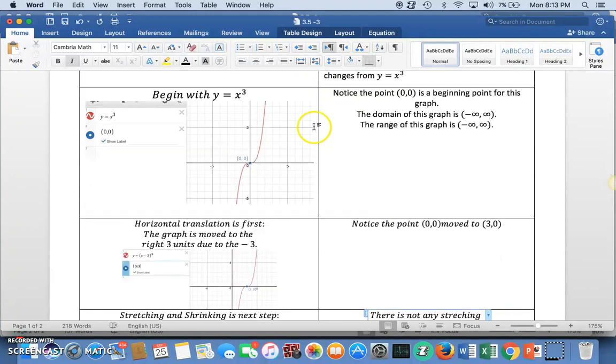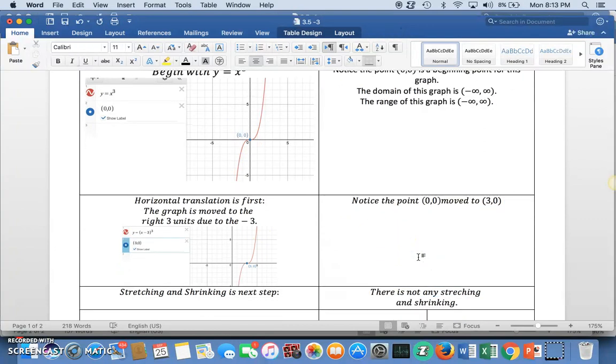All right, so you begin with that. The first thing that you take care of was that minus 3 that was right there, the x minus 3 cubed. You move it right 3 units. Notice it went from (0, 0) to (3, 0). That point was shifted just like every other point. No stretching or shrinking.